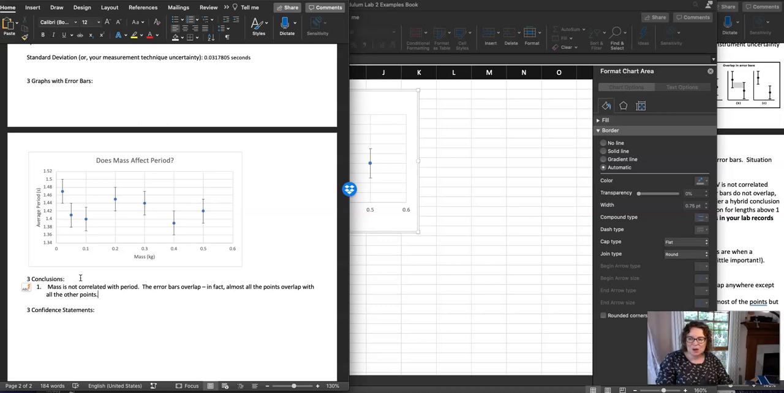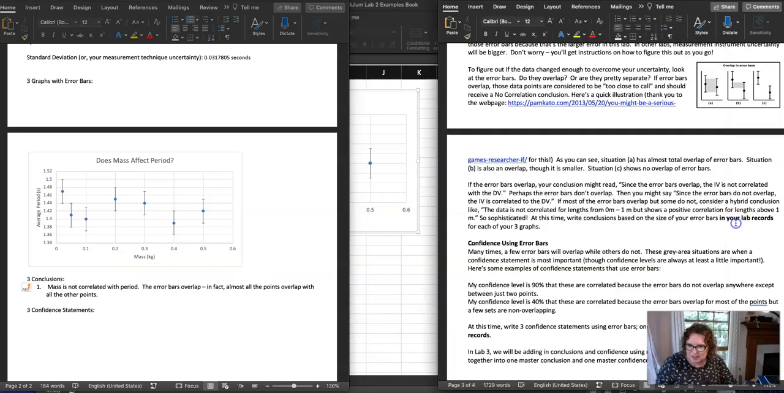Okay, so let's make sure with the instructions that we're being thorough enough. Okay, oh, you could write a hybrid conclusion like, well, some of them overlap and some don't. So, okay. At this point, though, I want to point out, for the error bar conclusions, you only have two choices. Either they are correlated or not correlated. So you're not going to use negative or positive in these conclusions. You would either say it's correlated or not correlated.